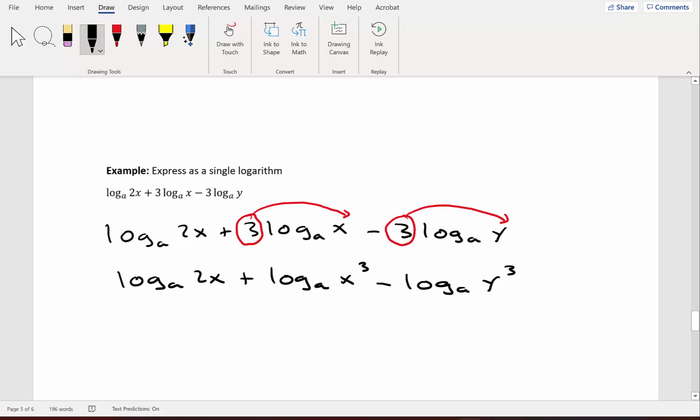Now, whichever ones are positive are going to be in the numerator of the fraction. Whatever is negative is going to be in the denominator. So I have log base a of 2x times x to the 3rd over y cubed. But now we could go a step further. So the 2x times x, this gives me 2x to the 4th, and I have over y to the 3rd. And now we combine those 3 logs into just 1 log.